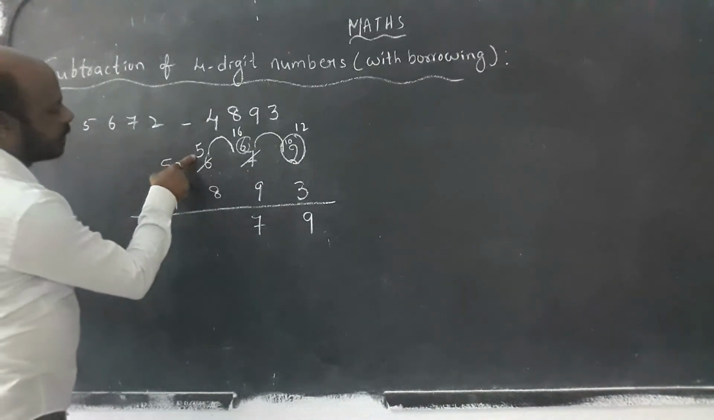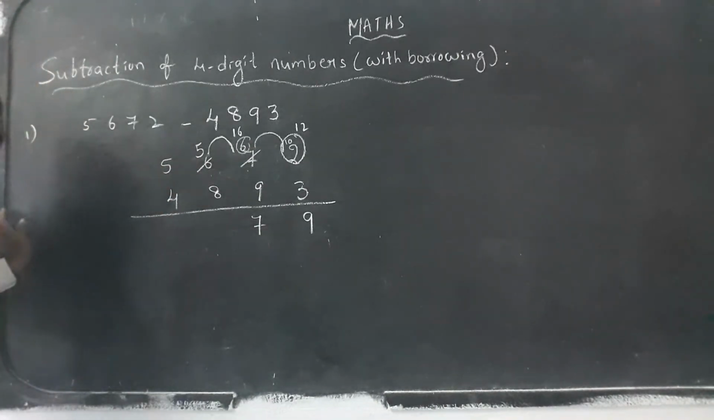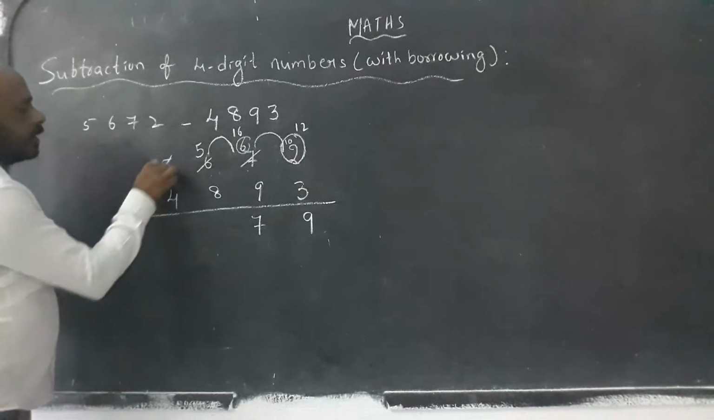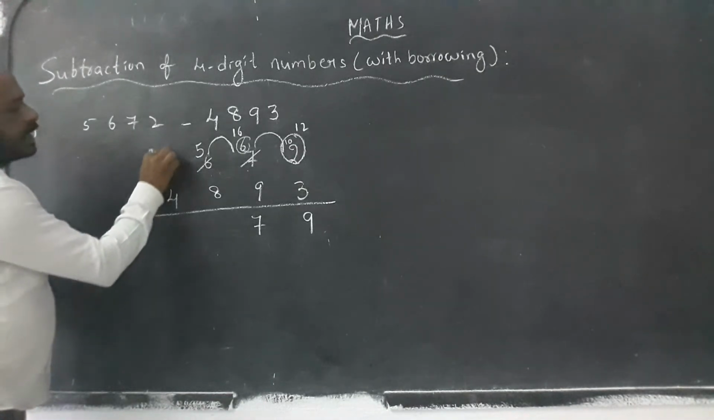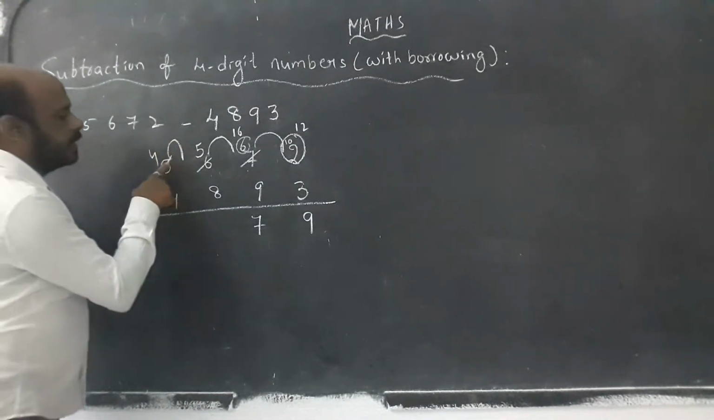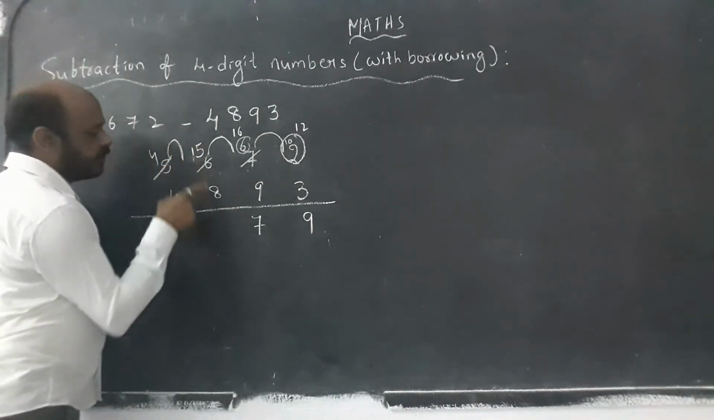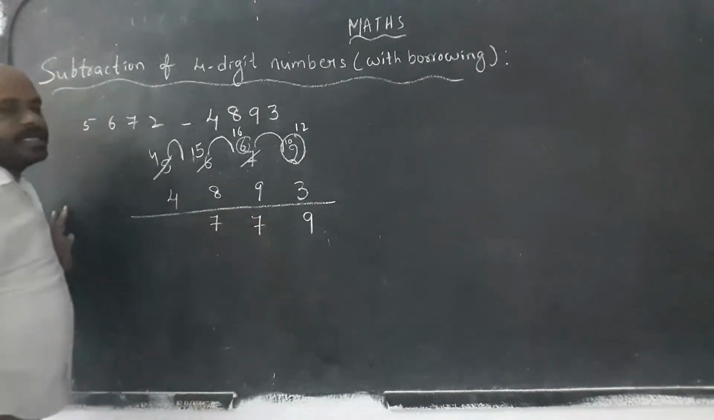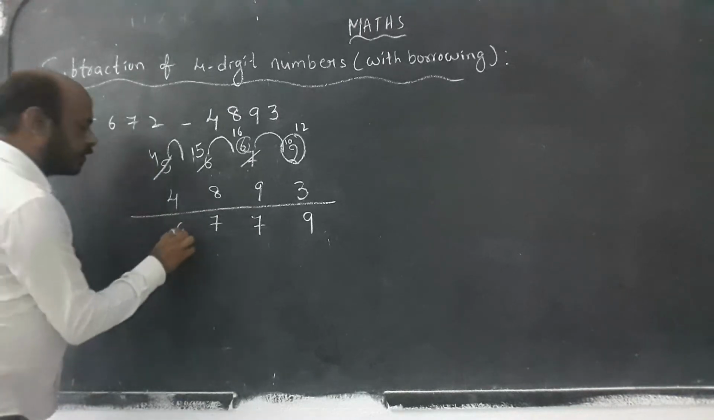Again, compare with 8. 5 is a smaller number, so the 5 needs help from the number before. 5 becomes 4, and the borrow 10 plus 5 is 15. 15 minus 8 is 7. And 4 minus 4 is 0.